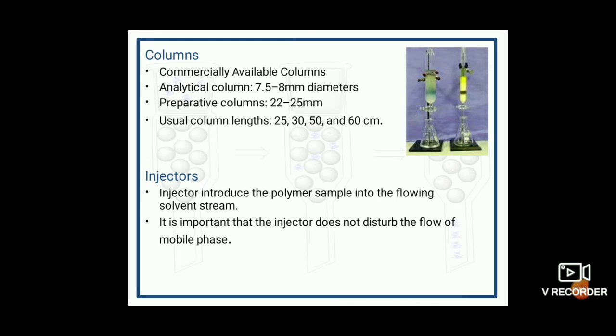Columns. Separation of the samples takes place inside the column, a hollow tube tightly packed with extremely small porous beads. The typical column diameters are 7.5 to 8 mm for analytical columns and 22 to 25 mm for preparative columns. Usual column lengths are 25, 30, 50 and 60 centimeters.